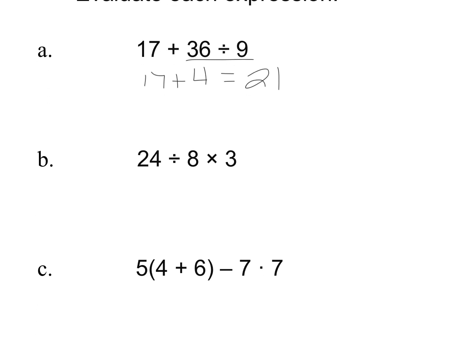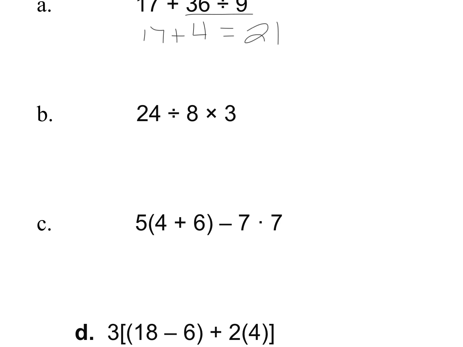Okay? On B, go through the steps. Do we have any parentheses? No. Exponents? No. Multiplication? Yes. Multiplication and division. What's important with multiplication and division? You go left to right. Okay, so we have 24 divided by 8, which is 3. Then we have 3 times 3, which is 9. Okay, so if we have division and multiplication, you work left to right. You were saying 1 earlier.